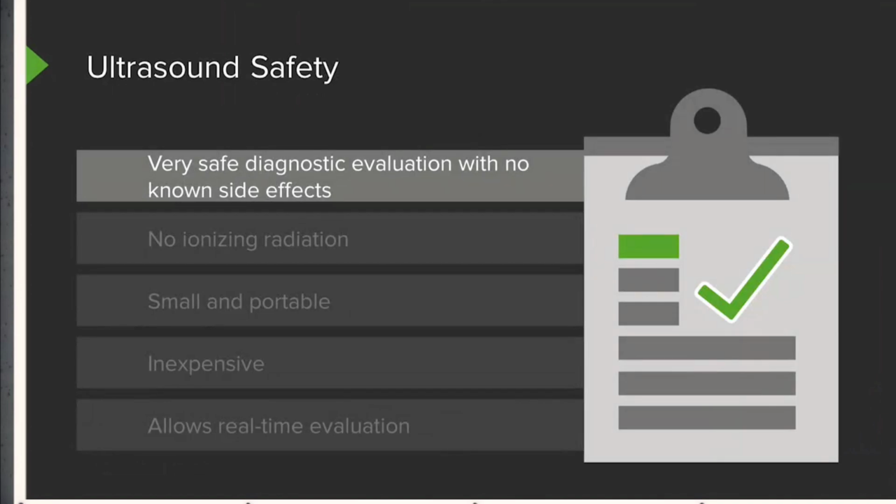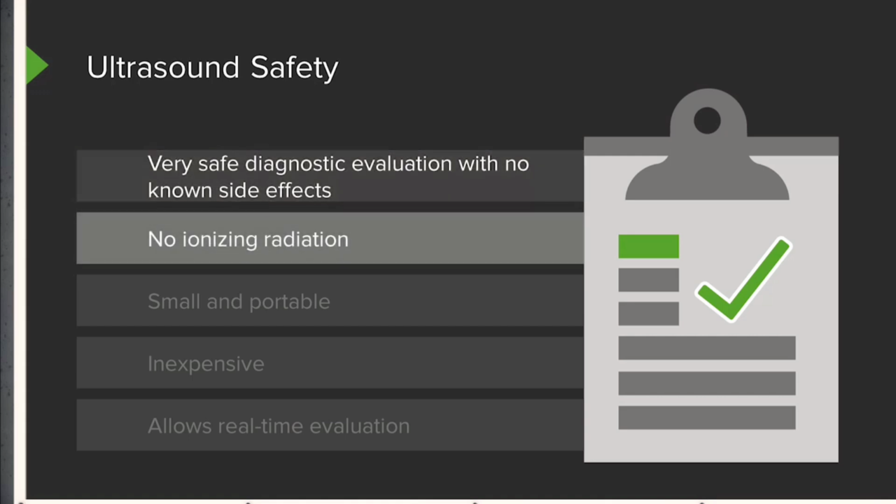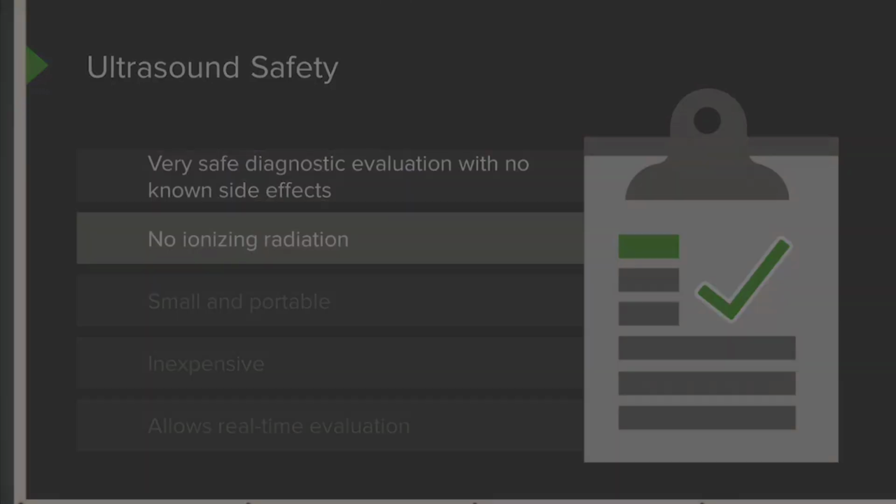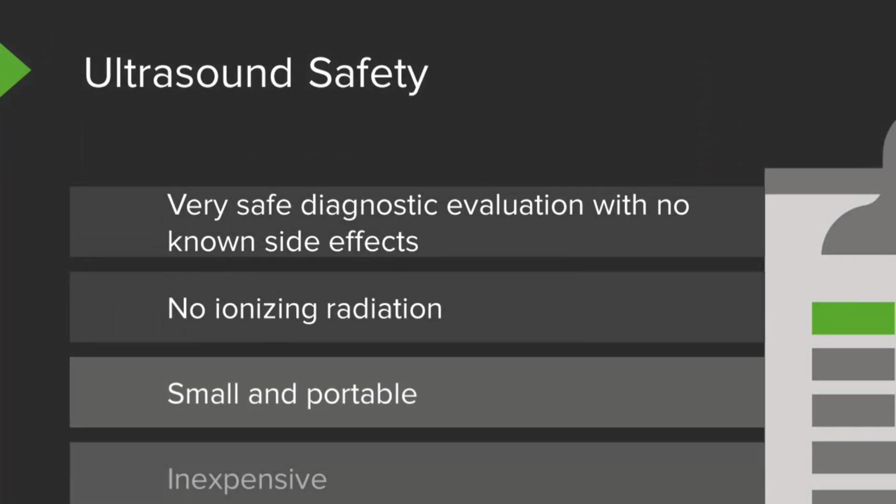So ultrasound is a very safe diagnostic evaluation, and it really doesn't have any known side effects. It's not associated with ionizing radiation the way CT and radiography are. It's very small and can be portable, and it's actually very inexpensive, so it's often used in places where larger equipment is unable to be used. It also allows for real-time evaluation using the cine images or the video.